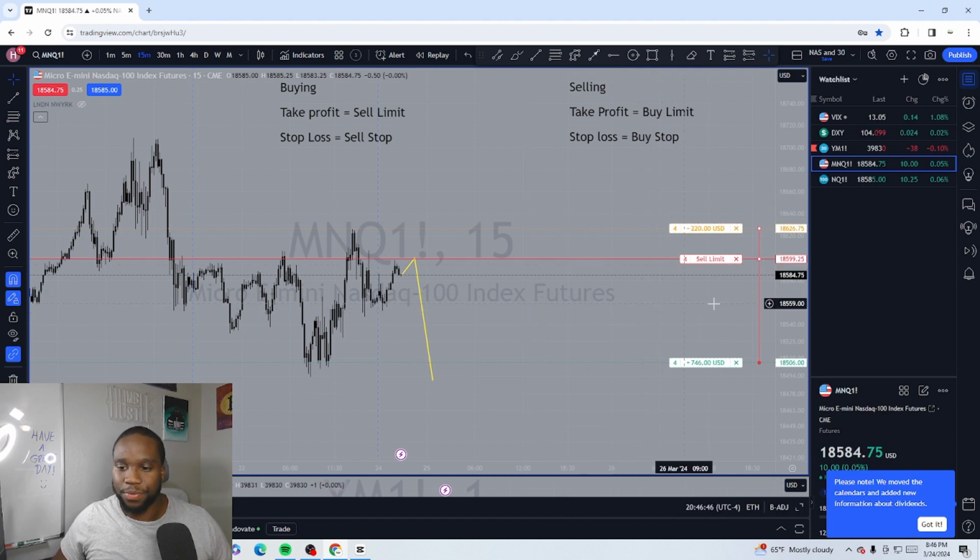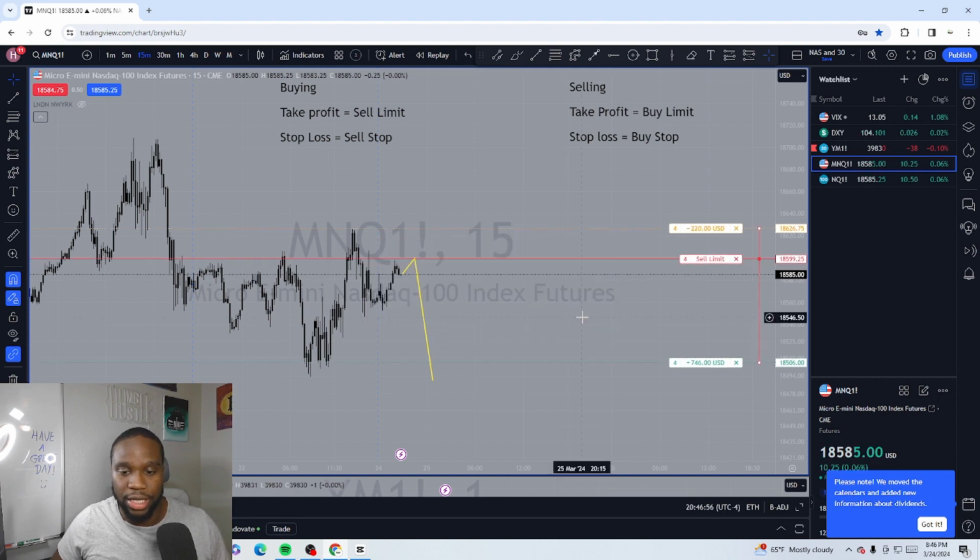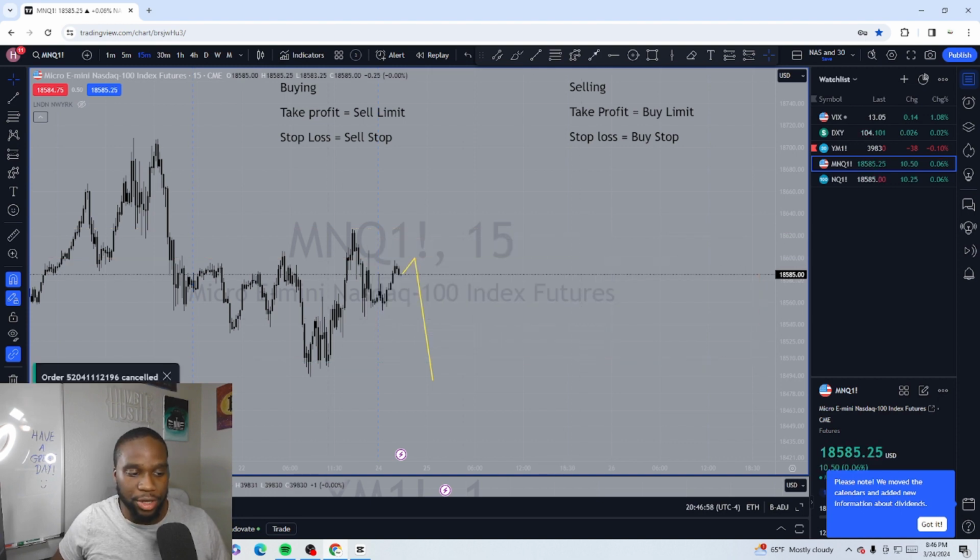To close any trade, all you need to press is the X button, and it's going to say, are you sure you want to cancel the order? You say yes, and then boom, order canceled on the left side.